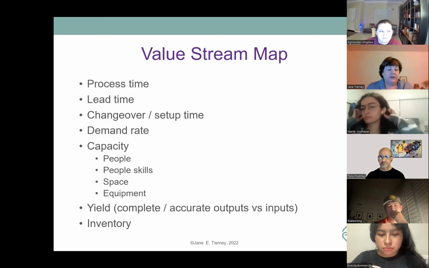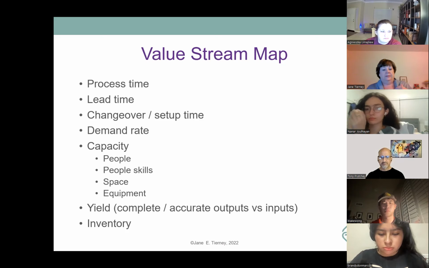How much space do you need? Again, how much space do you need for the dog to eat? Is that in the way of something? Can you do something else? What equipment do you need, and that kind of thing. And then the yield: how much do we get that's good? Once we start something, what's our output?